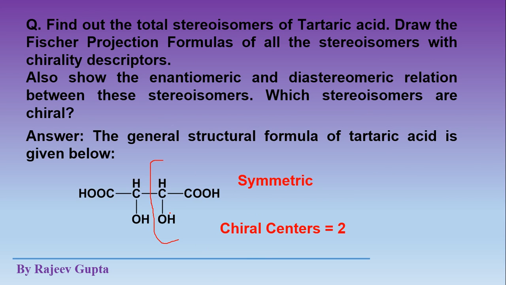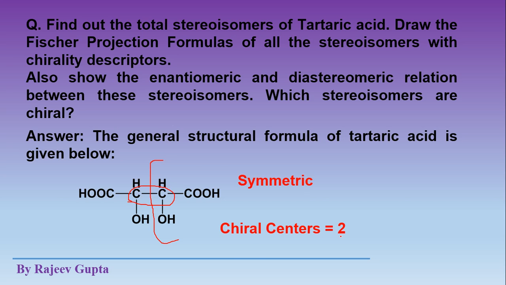See, it contains two chiral centers. This carbon atom, this first, second, third, fourth, there are four carbon atoms. This second carbon atom is chiral because all four groups are different. So this is a chiral carbon. Again, this carbon is also a chiral carbon. So there are two chiral carbons present. First and second, these two carbon atoms are chiral. So chiral centers are 2.